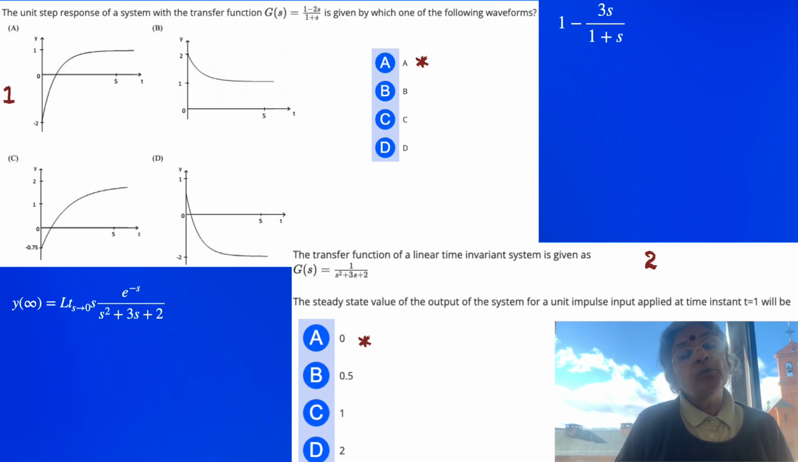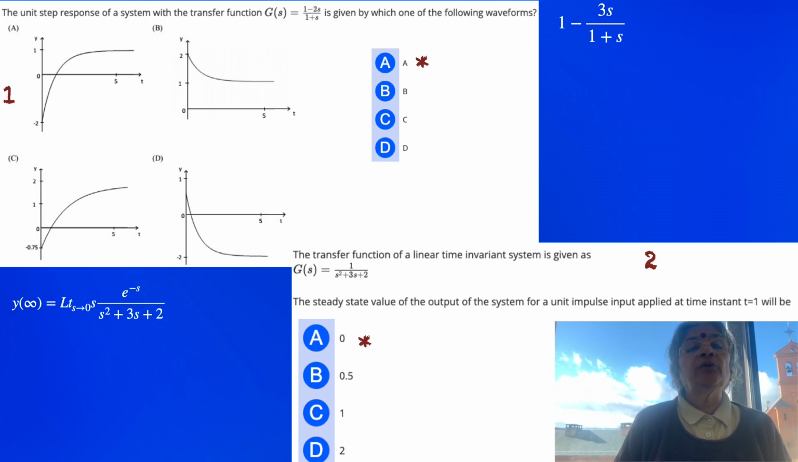What is asked is the unit step response. So the input is 1 by S, with the transfer function G(s) equal to (1 minus 2S) by (1 plus S). Okay, so (1 minus 2S) by (1 plus S) can always be written as (1 plus S minus 3S) by (1 plus S), which is equal to 1 minus 3S by 1 plus S. When you multiply by 1 by S, the good thing is that you get (1 minus 3S) by (S(1 plus S)), and its Laplace inverse is very easily identified as u(t) minus 3 into e raised to minus t.